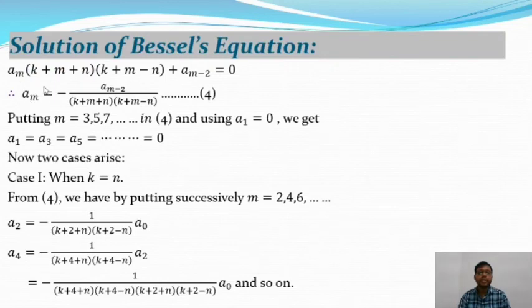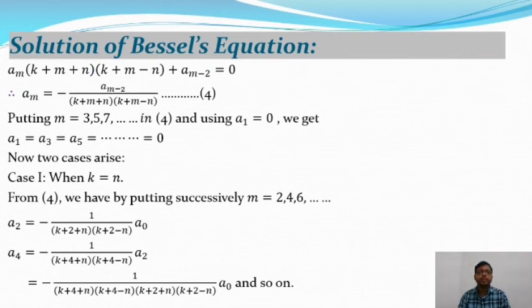So from this we'll get m is equal to minus a_(m-2) by (k+m+n)(k+m-n). Okay, so after simplifying this equation we'll get this one, m is equal to this, and we can write it equation number 4. And this relation is called a recurrence relation of the given differential equations.